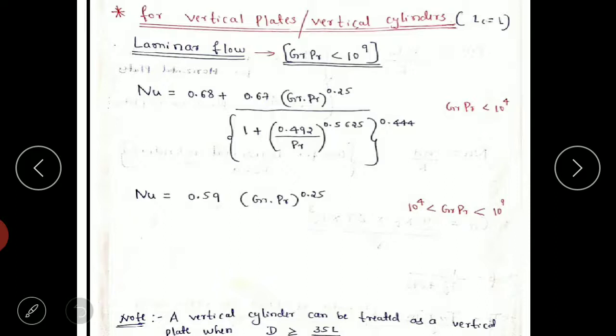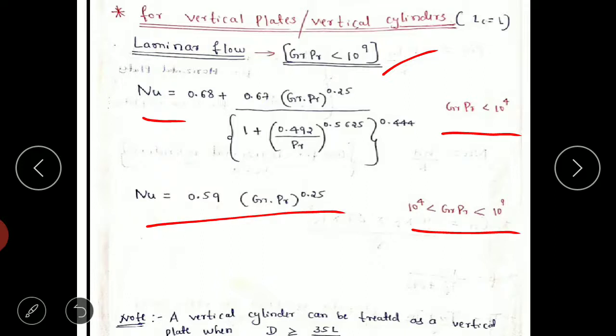Now we are solving problems based on laminar flow and turbulent flow. For laminar flow, the range is Gr Pr less than 10 power 9. Initially we'll start with vertical surfaces, which is vertical plate or vertical cylinder. For the range of Gr Pr less than 10 power 4, we'll be using this formula. All these formulas are there in the data handbook. While solving problems, I will mention the data handbook page numbers and solve the problem. Then for 10 power 4 to 10 power 9, we'll be using this formula. This is for laminar flow.